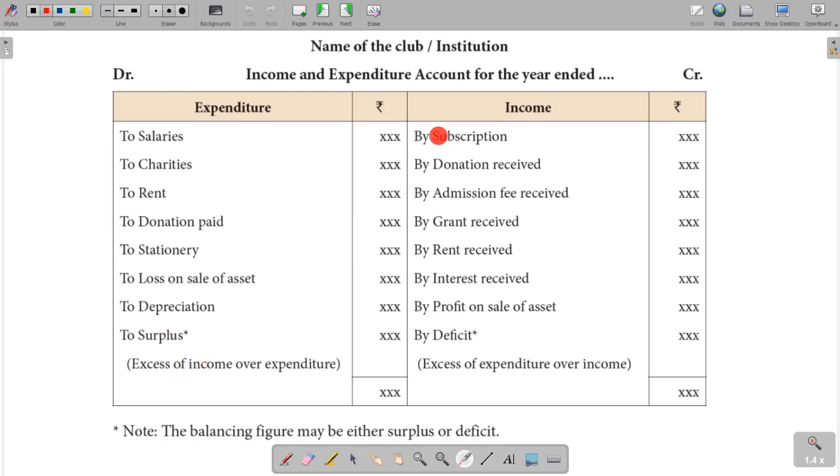Next, subscription is a form of income, donation is a form of income, admission fee received, grant received, rent received, interest received, profit on sale of asset. Okay, by deficit. So this is excess of expenditure over income. That is, if the expenditure amount on this side is higher and income is lower, then it is a deficit. So the balancing figure can be either a surplus or a deficit.